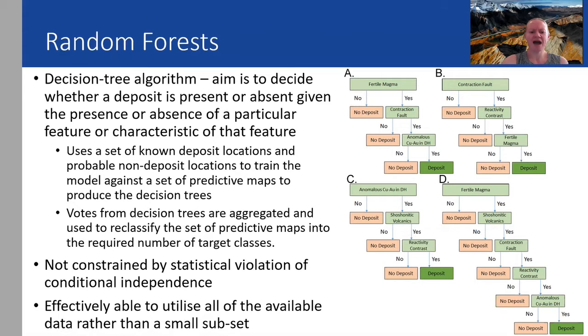Now, random forest isn't constrained by the same statistical violation of conditional independence that the weights of evidence modelling has, which means we're able to more effectively utilise all of the available data rather than just a small subset. So we can put hundreds of maps into these models rather than just 9 or 10.